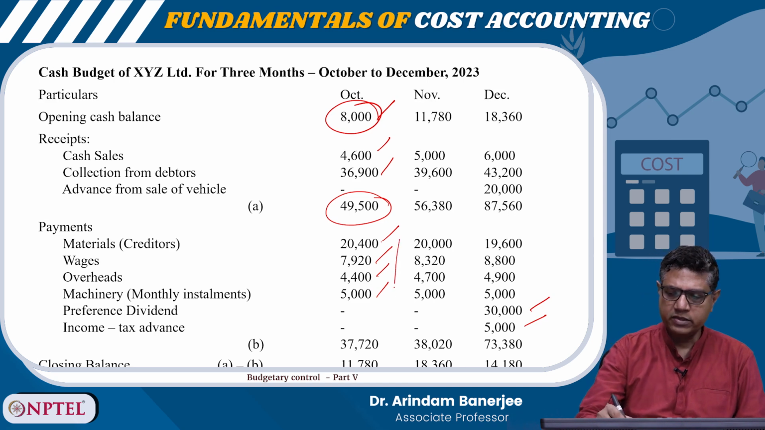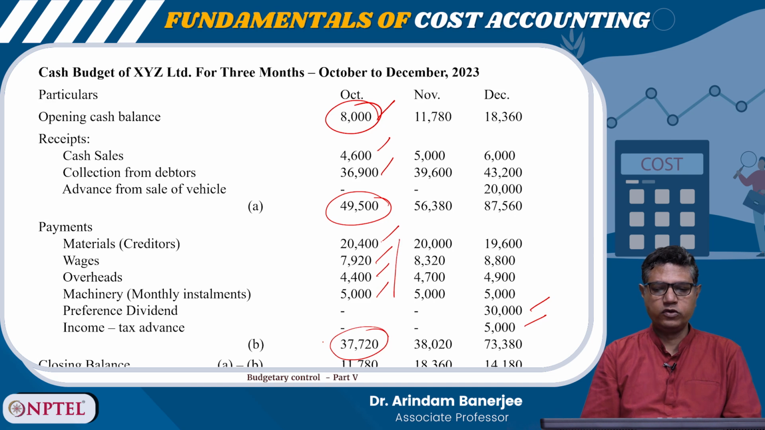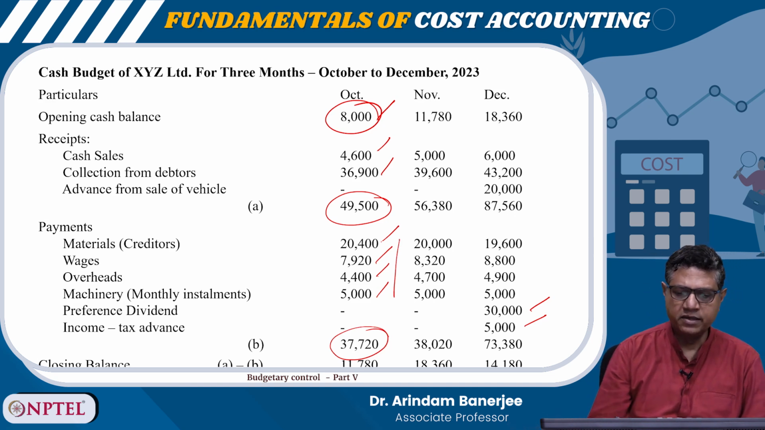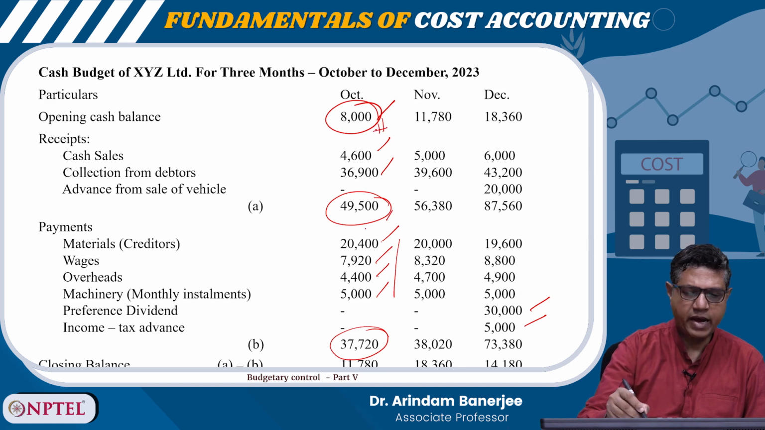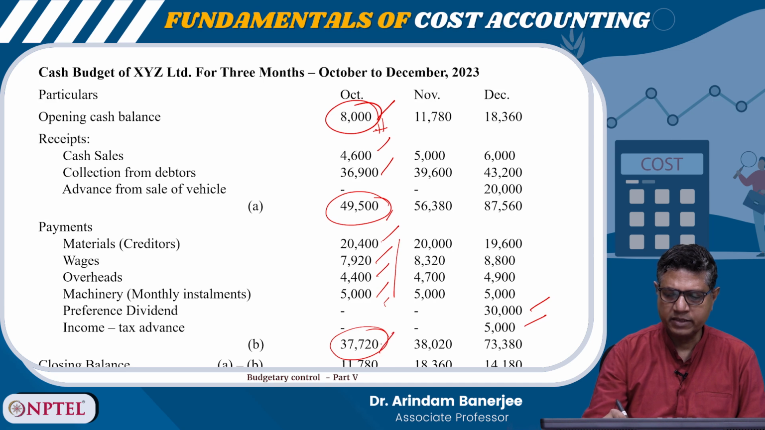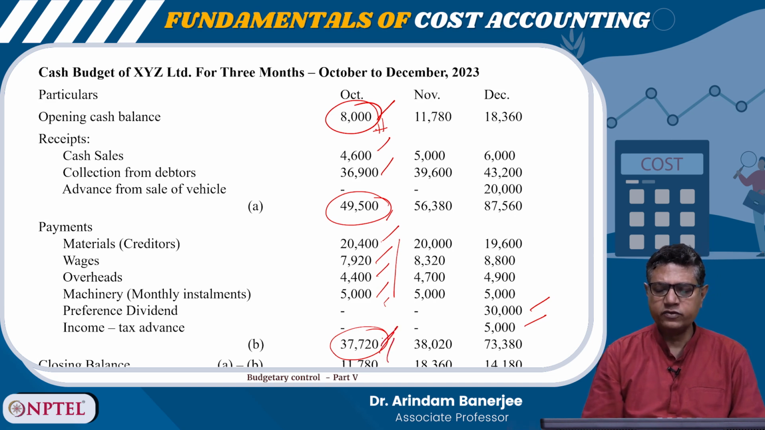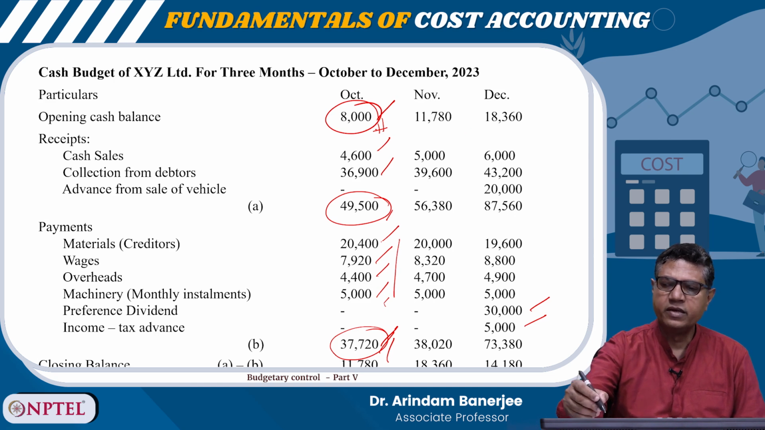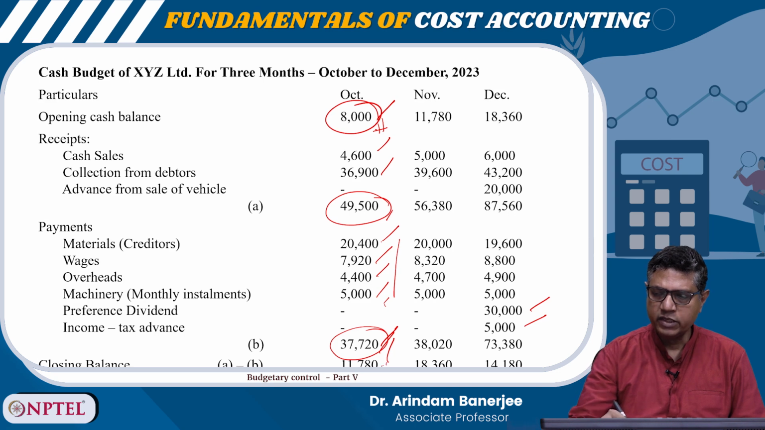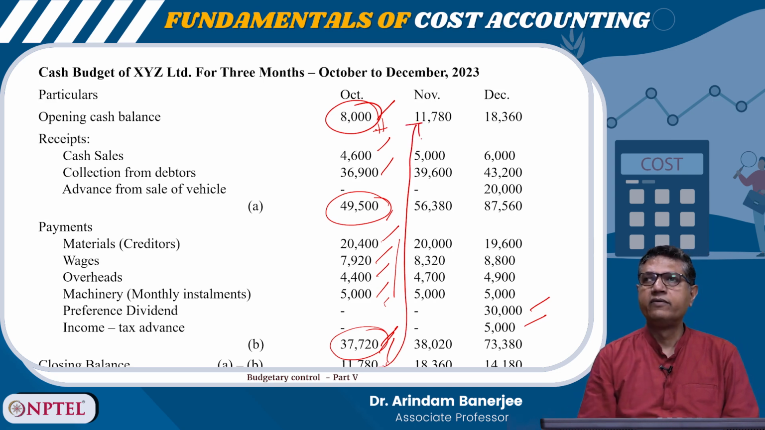So, if you add all these payments, you should get 37,720 in October. These are the payments and these are the income. Now, opening balance plus income minus the payments, you should get the closing balance. So, 8,000 plus 49,500 minus 37,720 is 11,780. Similarly, we can calculate the figures for November and December. This closing balance will be the opening balance here, 11,780.